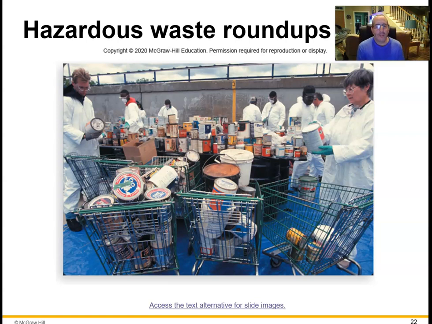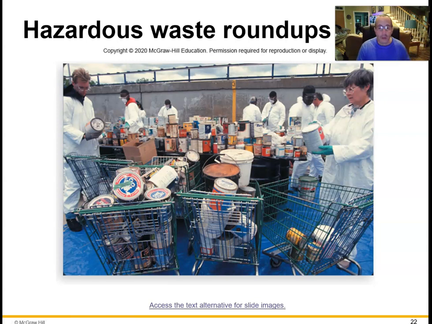Hazardous waste roundups are community events that we do. Warren County, where Bowling Green is located, actually had one about a month ago. I took a bunch of stuff from my household to that, a lot of e-scrap, which is electronics. You see here paint cans and cleaning materials from the home that you no longer need. This is a good way to dispose of these things and not just throw them in your garbage.